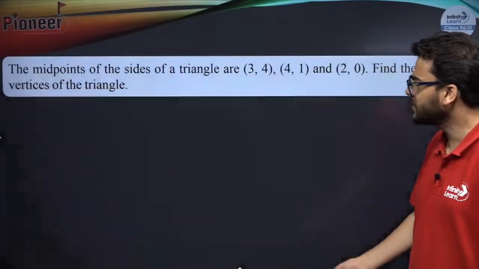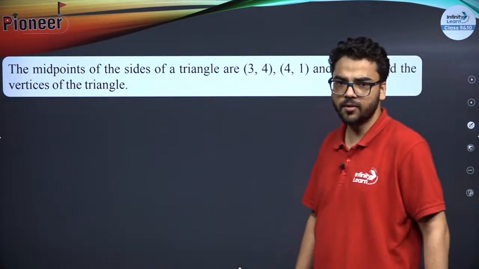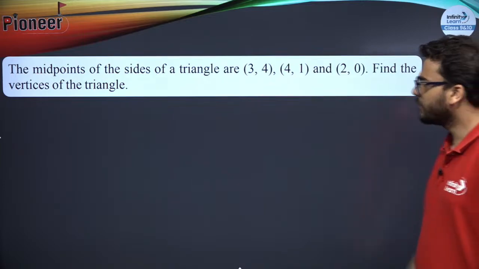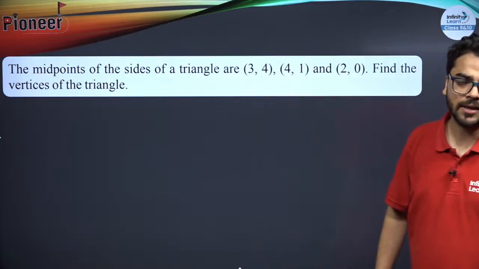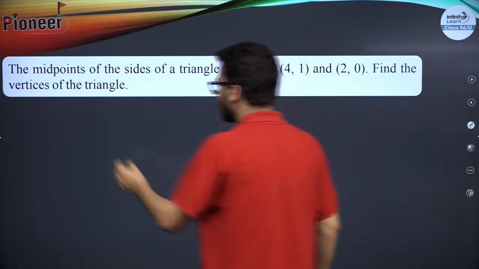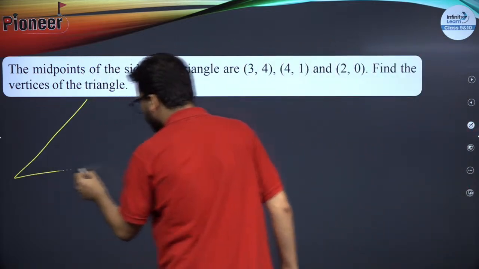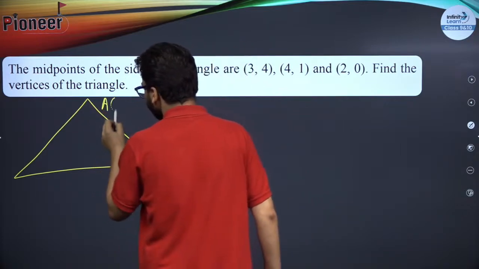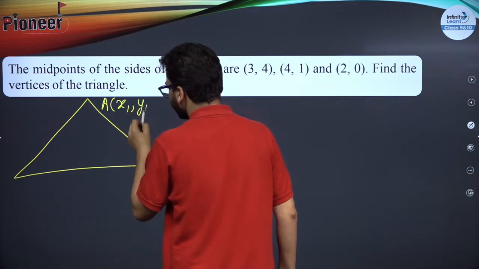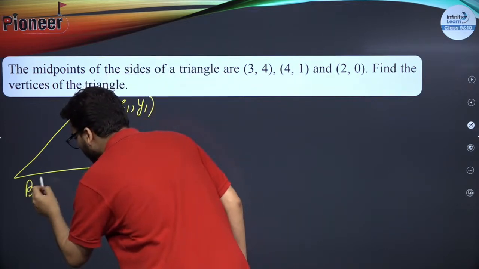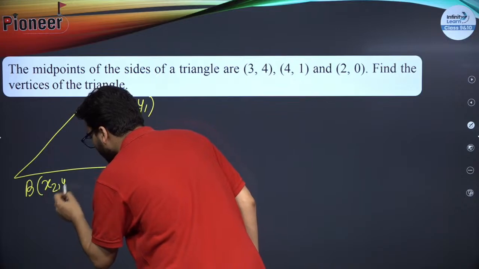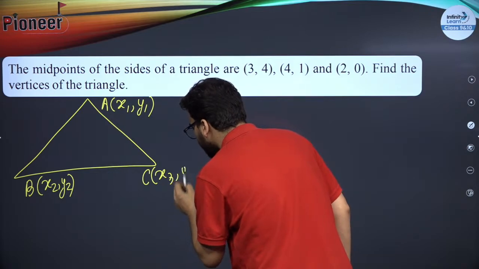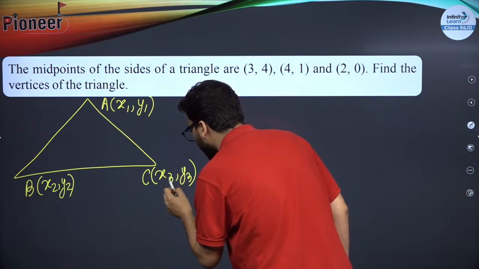Okay, so let's move on, guys. So this is yet another important type of question. The midpoints of the sides of a triangle are given. You have to find the vertices of the triangle. If you have been given a triangle like this, suppose the coordinates of the vertices are A (x1, y1), B (x2, y2), C (x3, y3) over here.